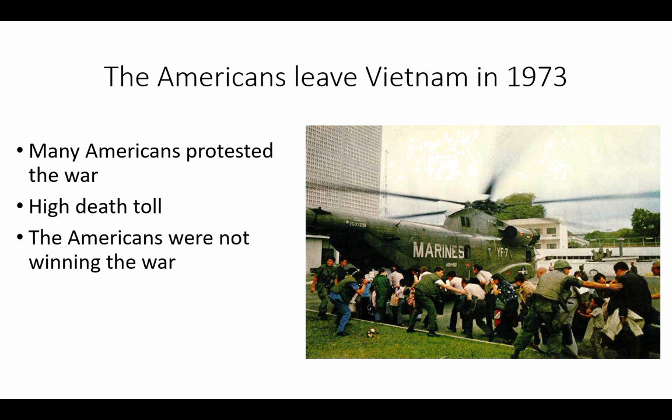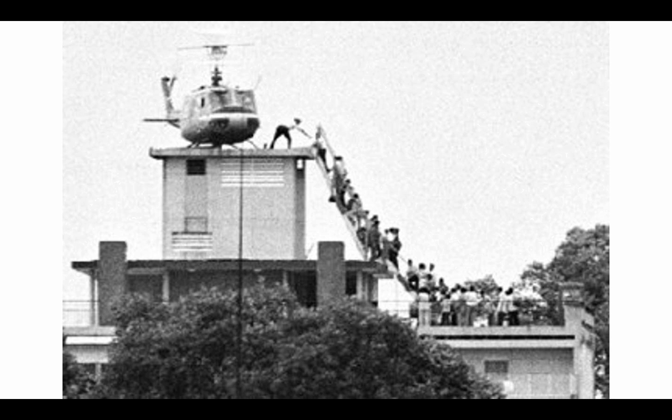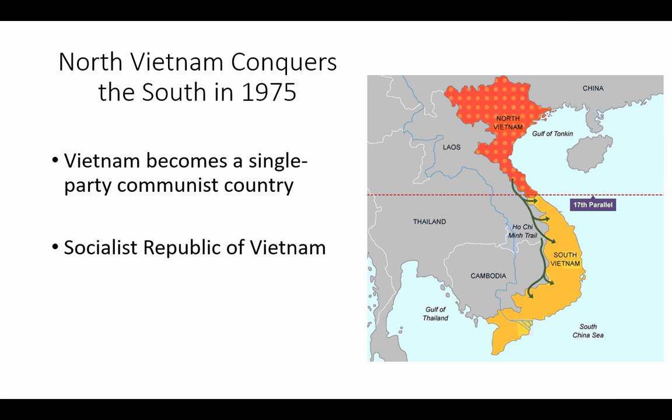The death toll was too high, too many protests against the war, and it was clear that the Americans were not going to win this war. So here's a famous photo of Americans fleeing the south of Vietnam on a helicopter as North Vietnamese troops approached them. Right, so this was a massive humiliation for the Americans as they were trying to win this war of containment. And so North Vietnam conquered the South in 1975, and Vietnam became a single-party communist country, the Socialist Republic of Vietnam. So this was a containment failure for the Americans and an expansionism success for the Soviets.